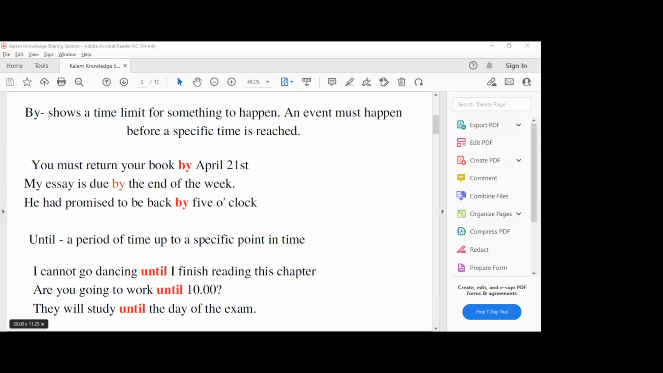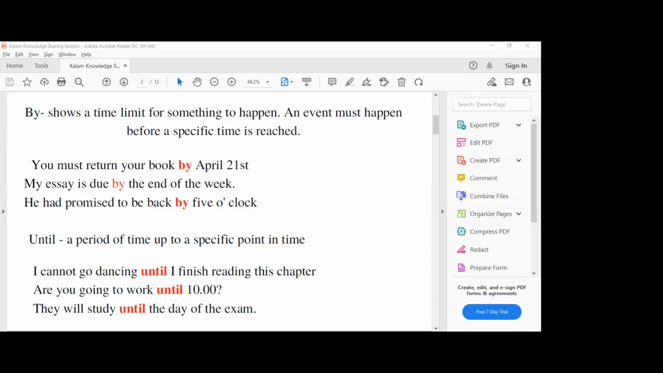An event must happen before a specific time is reached. First example: you must return your book by April 21st. Here we are specifically mentioning the time, April 21st. So he or she must return the book by April 21st. In this case we have to use "by".